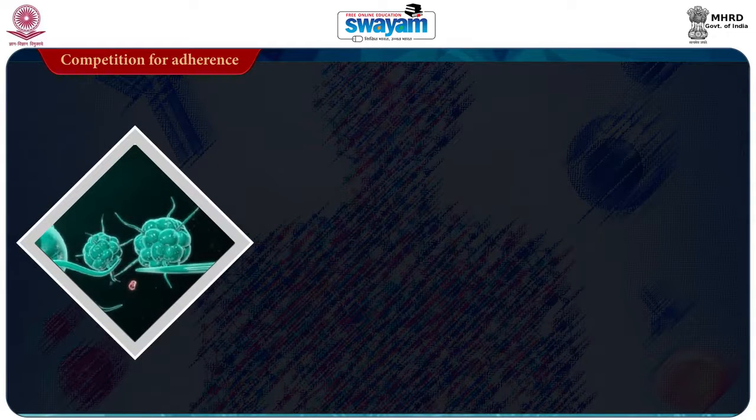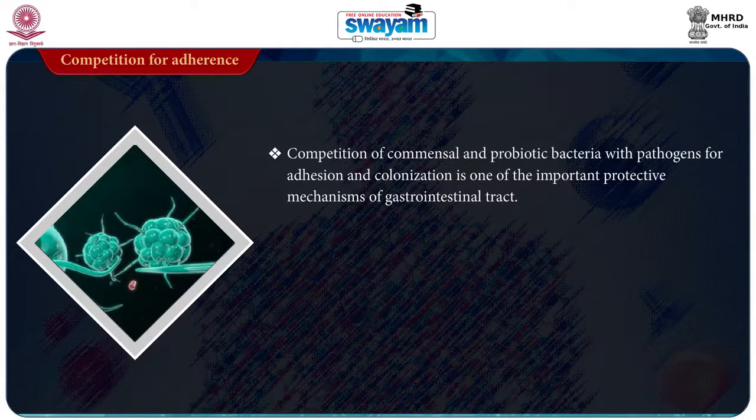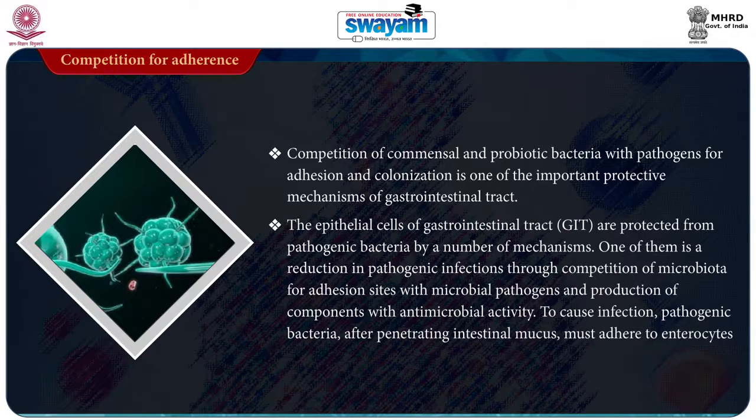The third mechanism of action is competition for adherence. Competition of commensals and probiotic bacteria with the pathogens for adhesion and colonization is one of the important protective mechanisms of the gastrointestinal tract. The epithelial cells of the gastrointestinal tract are protected from pathogenic bacteria by a number of mechanisms. One of them is reduction in pathogenic infection through competition of microbiota for adhesion sites with microbial pathogens and production of components with antimicrobial activity.